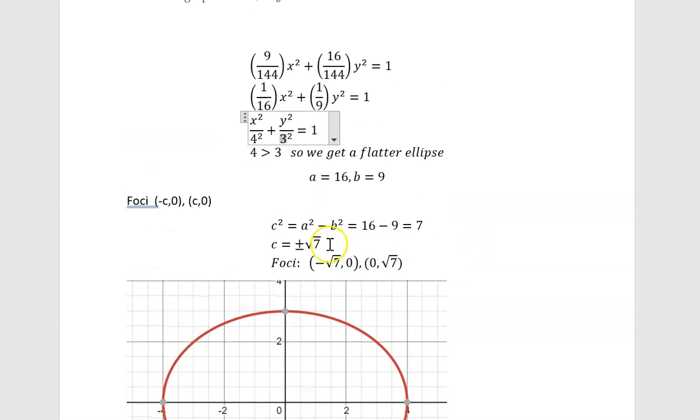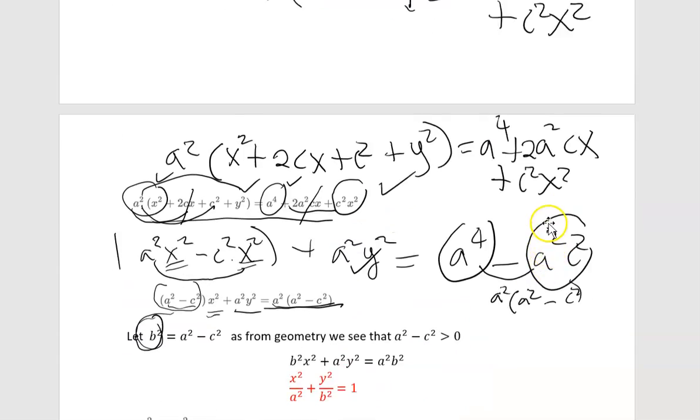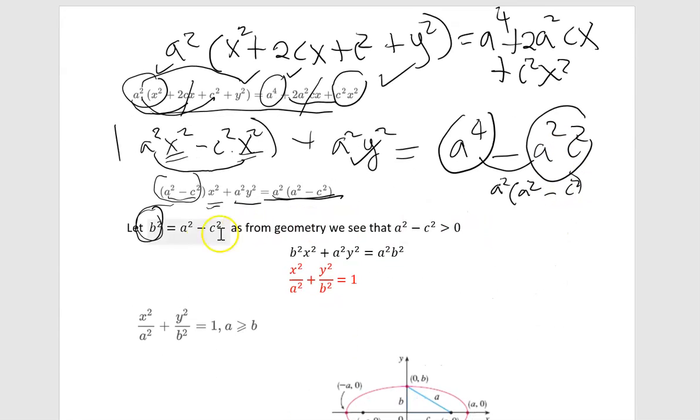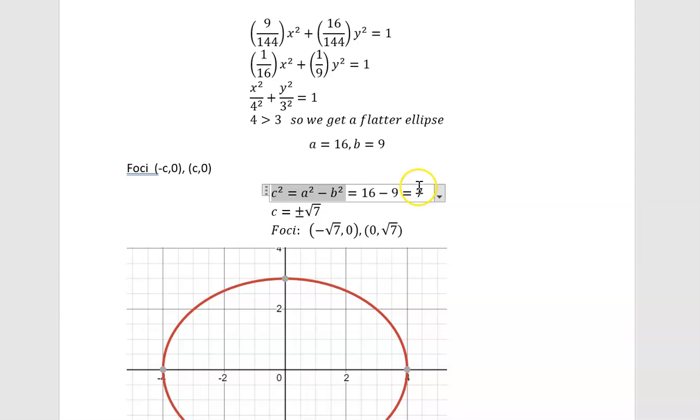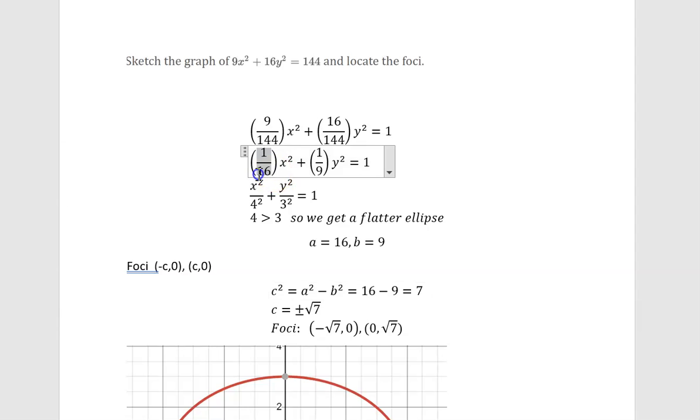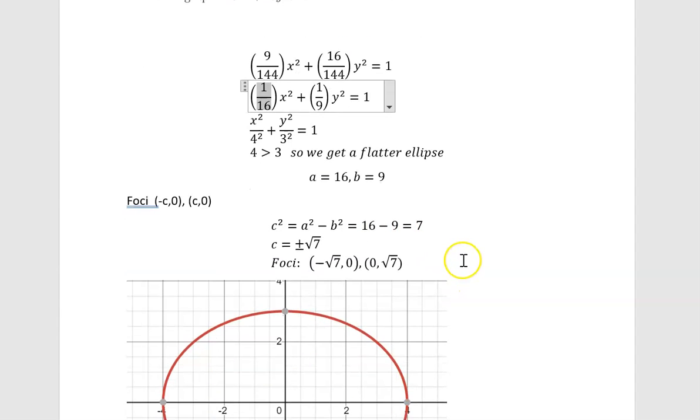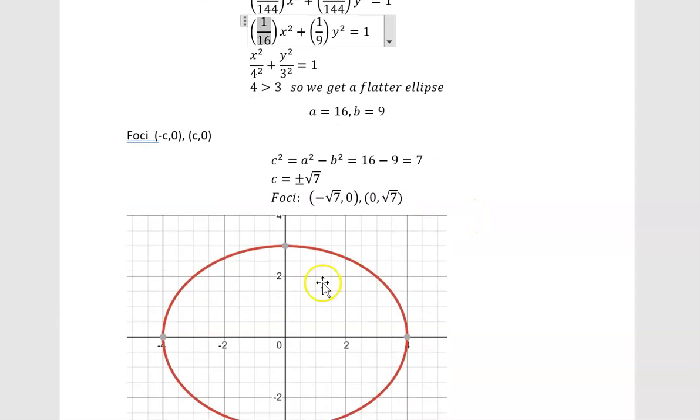So how do you find the foci? We go to the formula where we found the C. C squared is equal to A squared minus B squared. Where did we get the formula? Remember, we started where we put B squared is equal to A squared minus C squared. So if you solve this for C squared, you get C squared is equal to A squared minus B squared. A squared, the stuff under the x squared, is 16, minus B squared, the stuff under the y squared, which is 9, is 7. And so C squared is equal to 7, which gives you C is equal to plus or minus square root 7. So the foci are negative square root 7 and positive square root 7, which is about 2 point something.